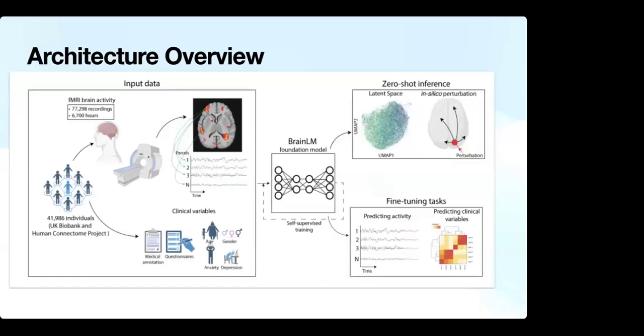So this is an overview of their architecture. They take in data from two different data sets: the UK Biobank data set and the HCP data set. Specifically, they're using the time series of this data, and the way that they get this time series is using Atlas parcellation.